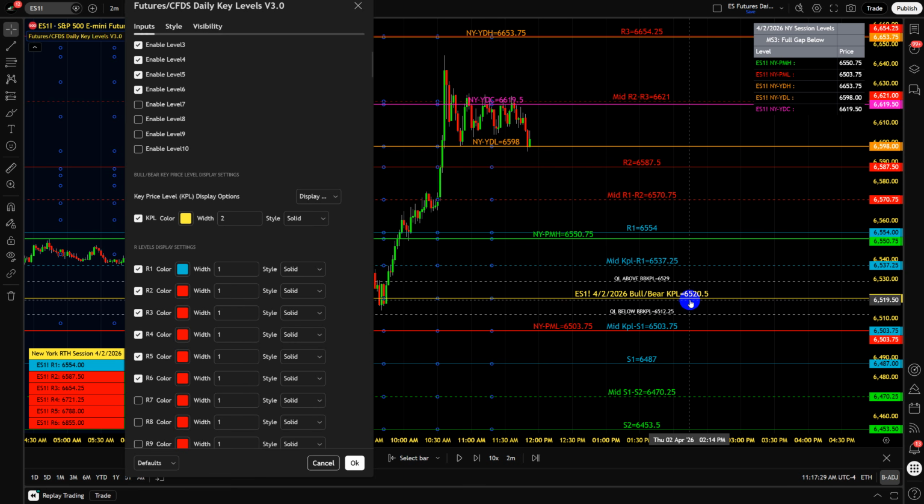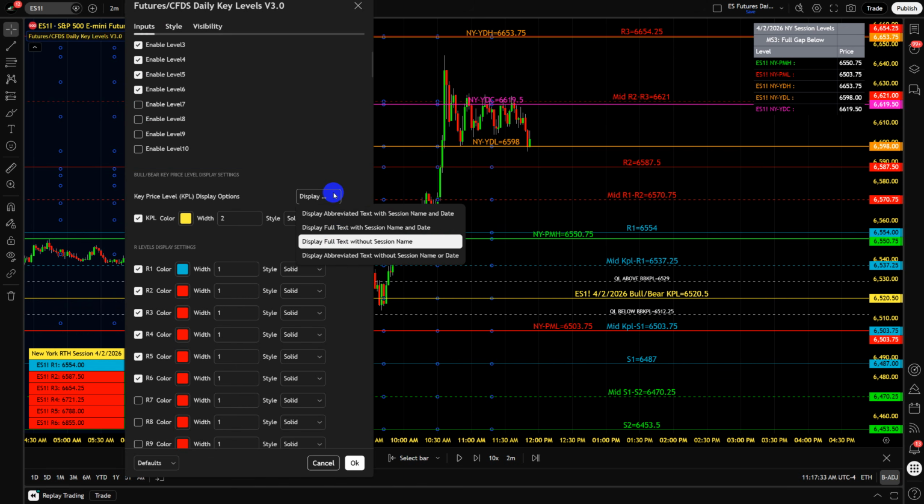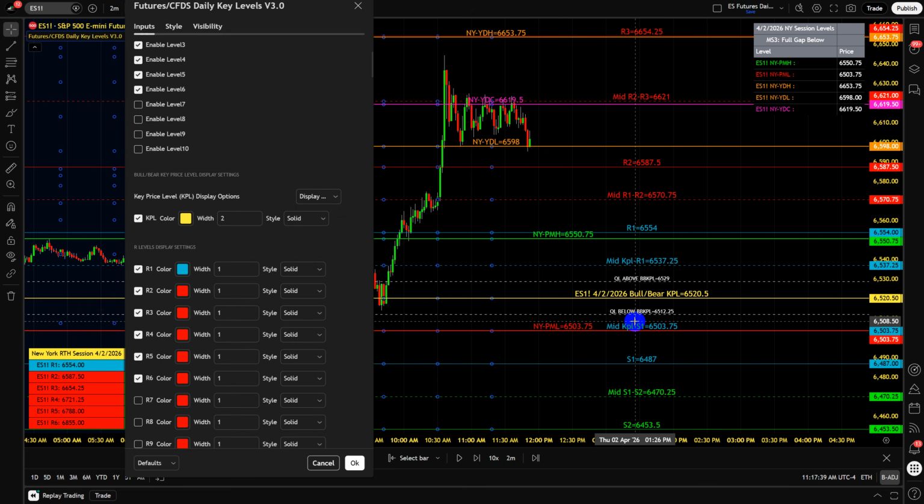So that's just going to be this. So this makes it a little narrower. Just really depends on user preference. Lastly, we have display abbreviated text without session name or date. So for those of you that just want the briefest amount of information here, then that's how that would look. The default is the first one here, as we showed previously.